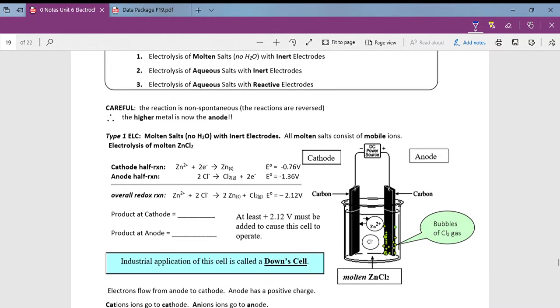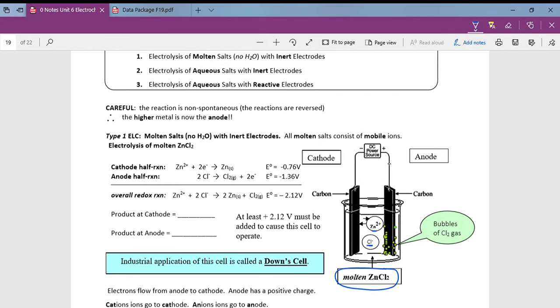So what we are going to be looking at is type 1. We're going to look at an electrolytic cell that has molten salts with no water, and they're going to have inert electrodes. All molten salts consist of mobile ions. So for example, if you had molten zinc chloride, all that means is that it's not in an aqueous solution, but you've got this molten or liquid zinc chloride, which contains zinc ions floating around in it and chloride ions, but not in a water solution.